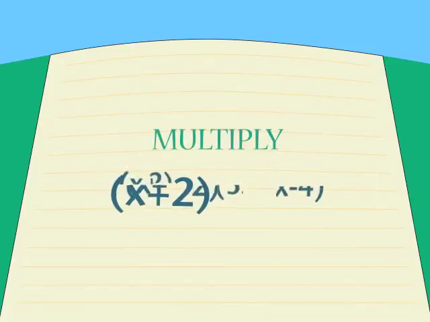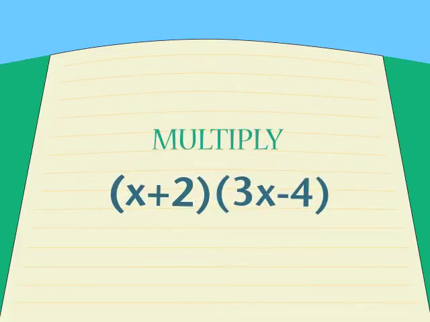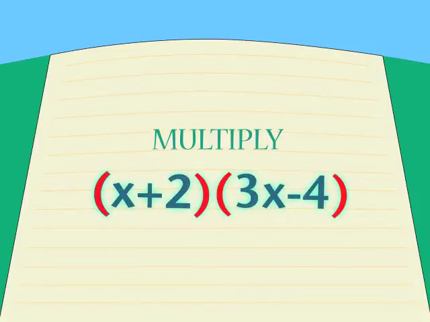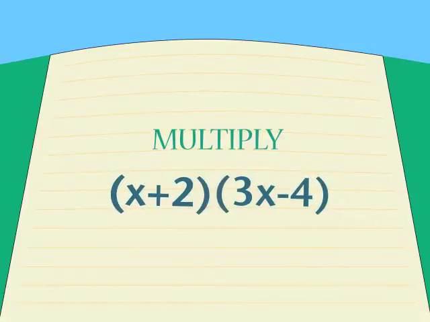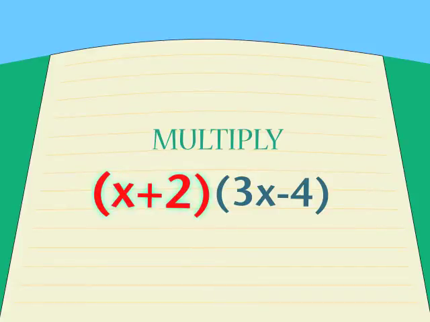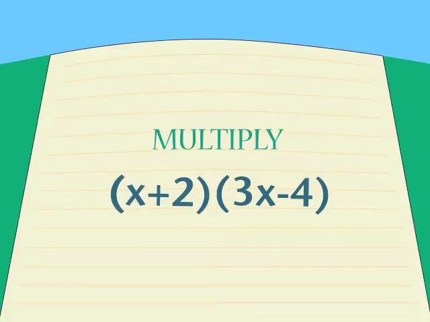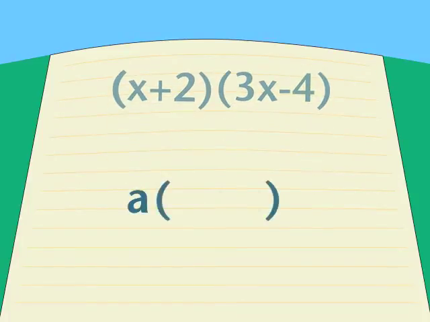Now let's look at a multiplication problem that's a little more complicated. It has two sets of brackets multiplied. Instead of the single term, we now have brackets containing x plus 2. How will we handle that? By thinking simple. Remember how easy it was to think about a times b plus c?